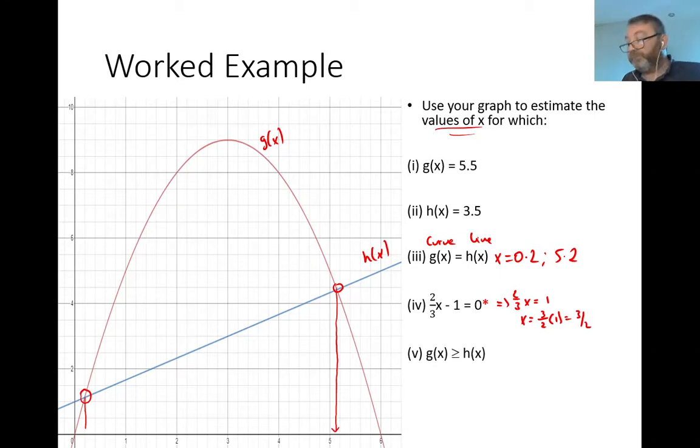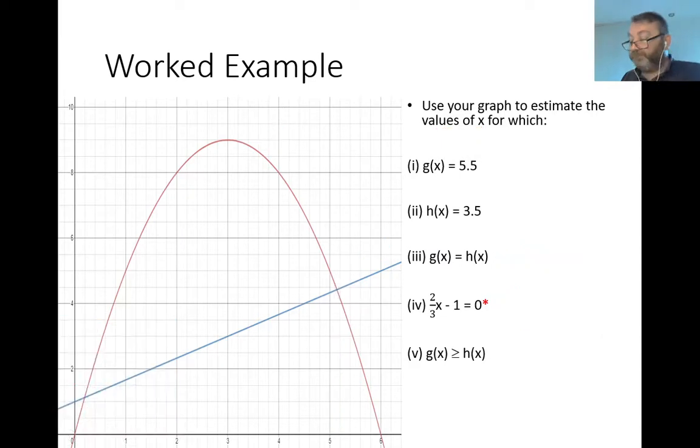Okay, the next one. Where is g of x greater than or equal to h of x? Now, in a situation like that, g of x, as we told you already, and I keep writing this down, g of x is the curve and h of x is the line. And what this is asking me is, where is the curve greater or equal to the line? And it's painfully easy to see that between that point and that point, the curve is far greater than the line. So therefore, we'll simply say that the answer to this is between.